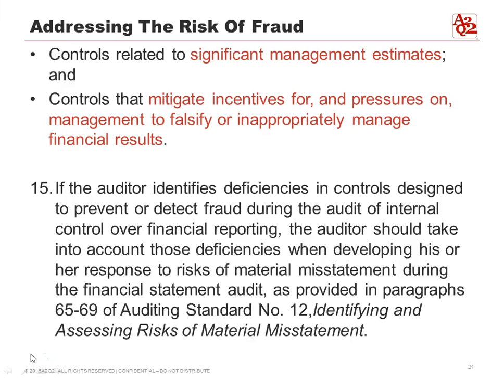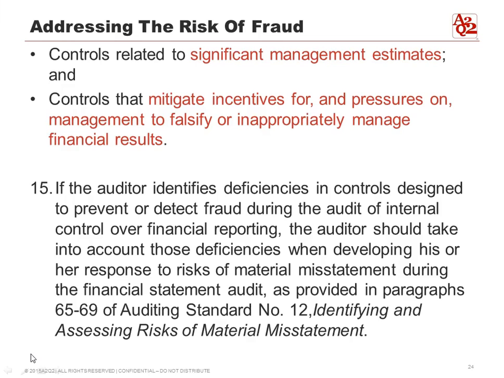Maybe what you do is you increase some of your reserves so that it increases the expense on the P&L, and you put the accrual on your balance sheet. And then during the bad times, you release some of those reserves so that it decreases expenses and you have better earnings. That's why reserves or write-offs have so much scrutiny around them. And then lastly, controls that mitigate the incentive or the pressure for management to falsify or manage financial results. Again, the recurring theme is how do we prevent another Enron, another WorldCom from happening?